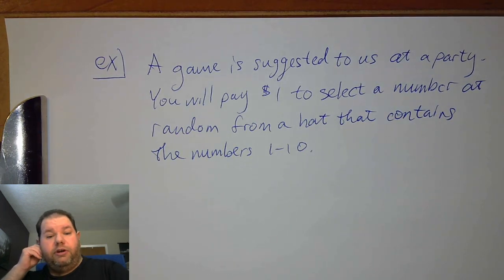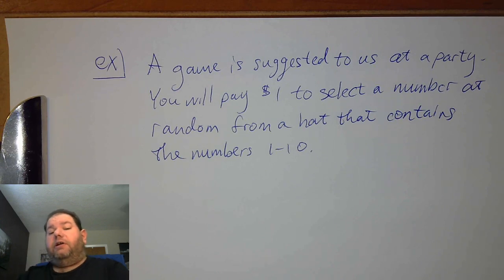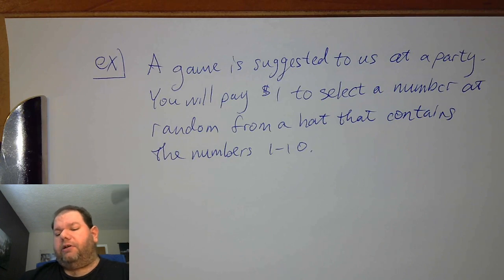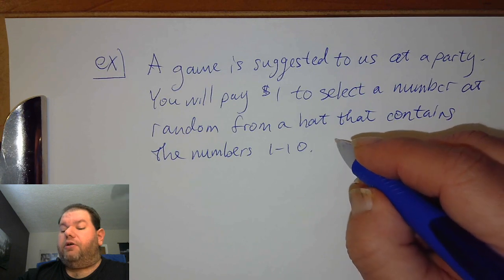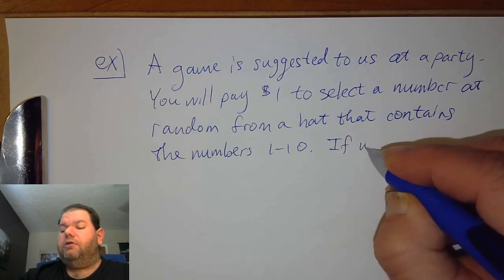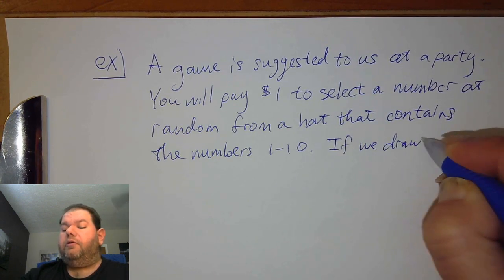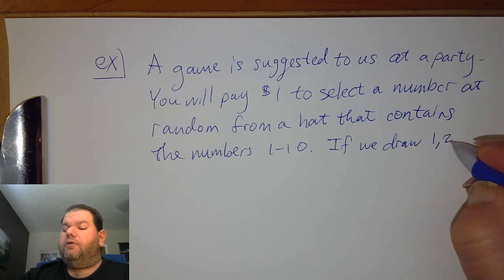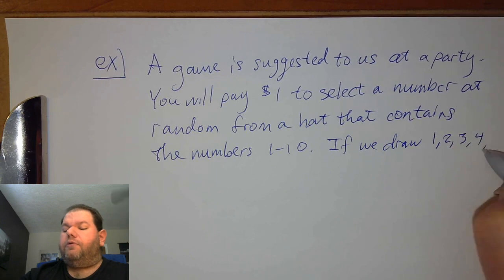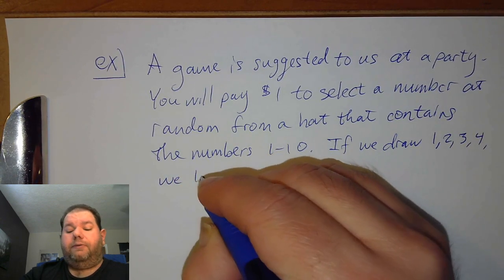So essentially we have a 1 in 10 chance of winning, but it's more than that, because it depends on how we decide what is a win and what is not a win. For instance, let me outline the specific results that we may have here. For instance, maybe it's if we draw two, three, or four, we lose.